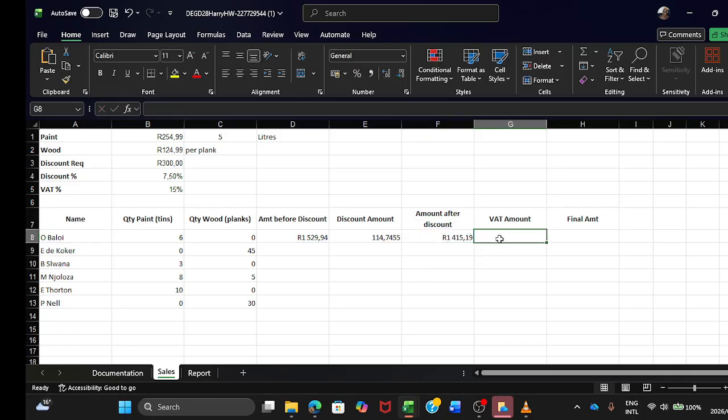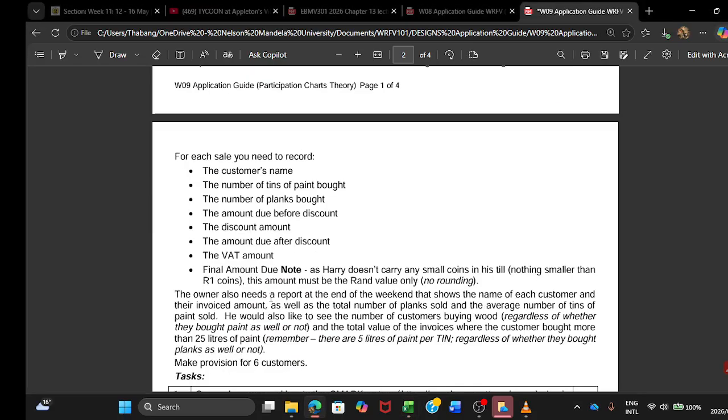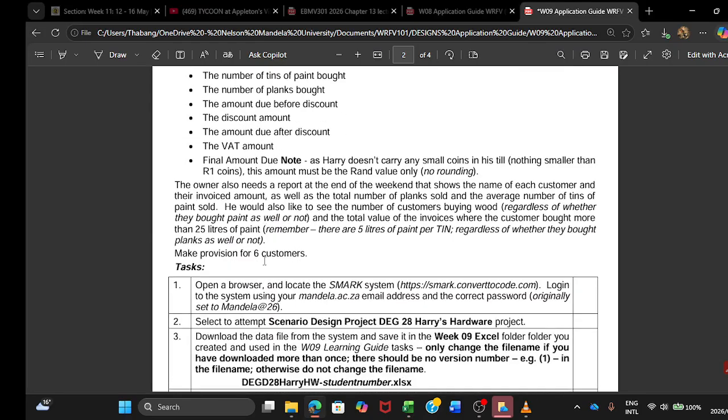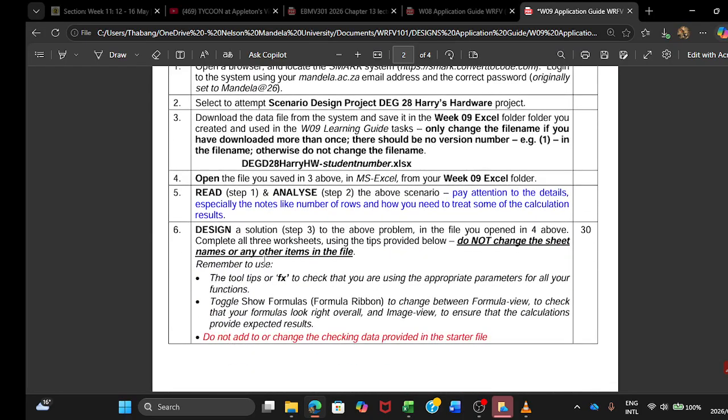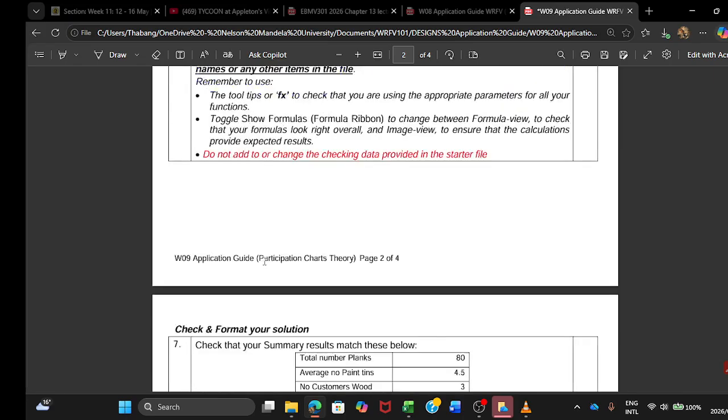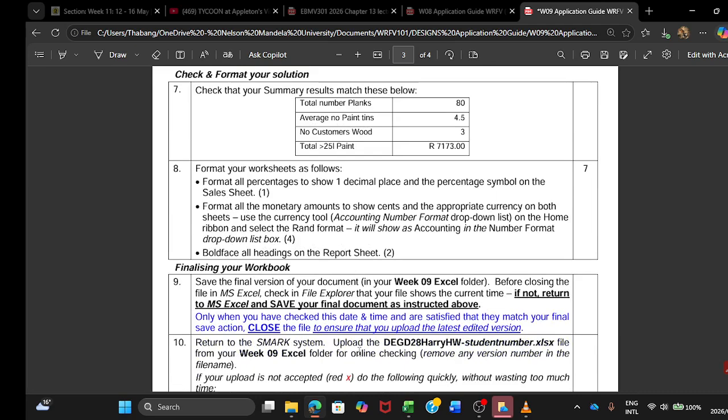And then the VAT amount, so the VAT you're going to have to multiply it from this. So the VAT amount is going to be, did we say that you have to round the VAT or not? Okay, let's go back and check if we have to round the VAT or not. They didn't say anything about rounding the VAT. No, do not change the sheet. No. Okay, they didn't say anything about rounding off the VAT.